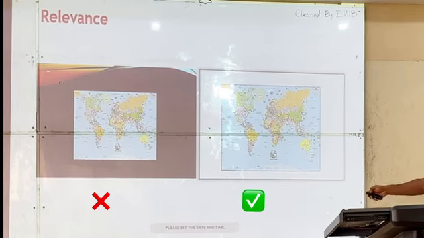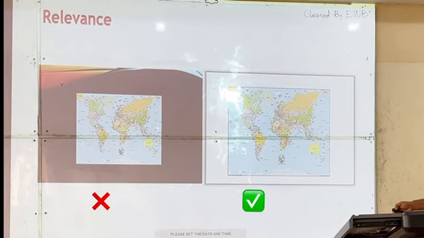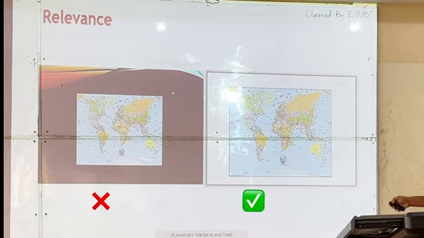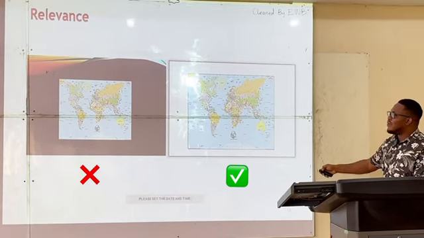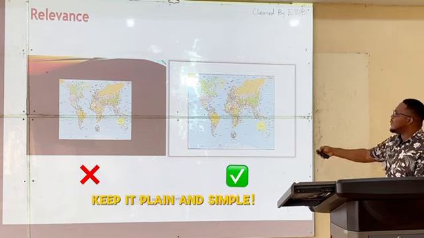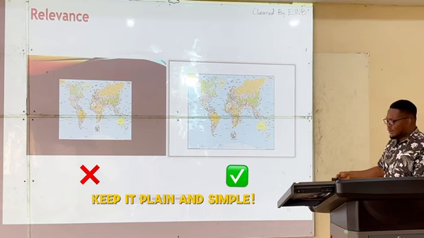Look at this. You have two maps. One of them is on a dark background with a design. What has this background or this picture over here got to do with this map over here? You want to keep it very plain and simple, right?